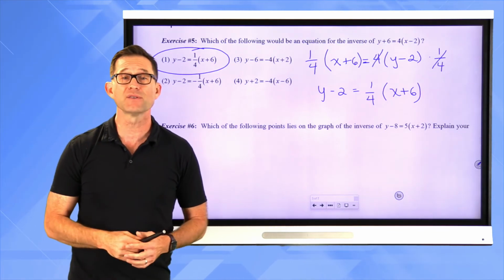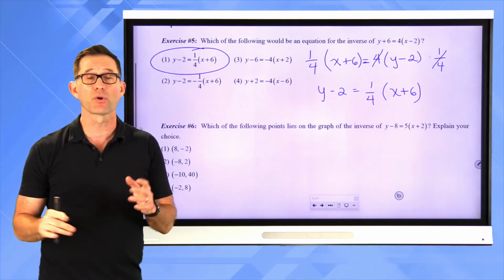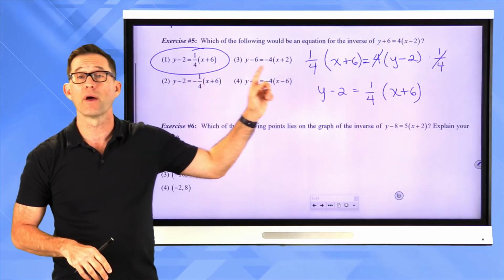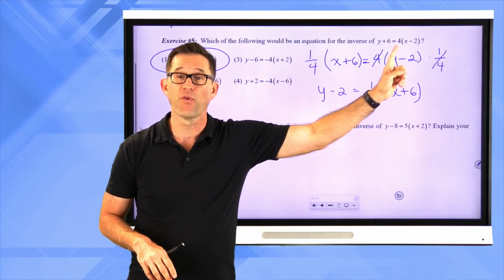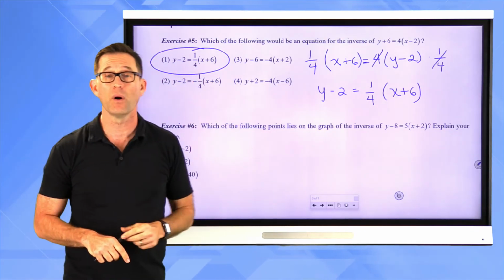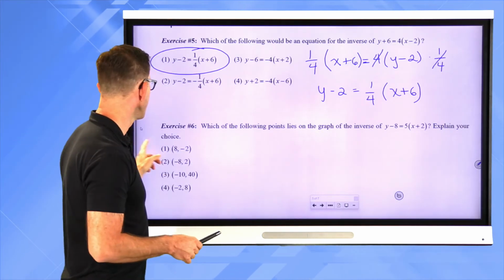Now, if you'd been paying attention earlier when I said, look, the slope of the inverse will always be the reciprocal of the slope of the original function, then you probably could have picked this one out right away. The slope of this function is 4. The slope of its inverse would have to be 1/4, and that is the only one with a slope of 1/4.